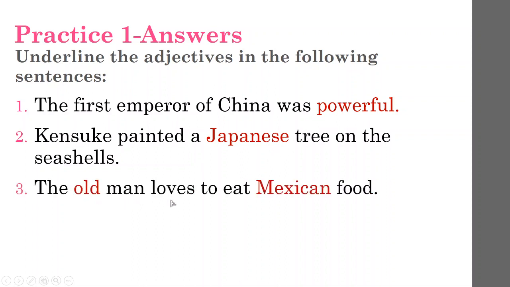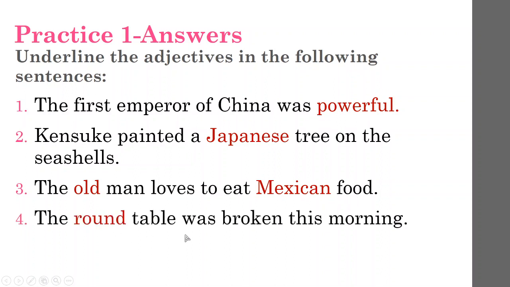Next, the old man loves to eat Mexican food. So we have 2 adjectives here. First, the word old, which means describing the man here. And next, Mexican food is a proper adjective, okay, describing or modifying the word food here. Next, number 4. The round table was broken this morning. So we have 1 here, based on shape, round, modifying the table or describing the table.